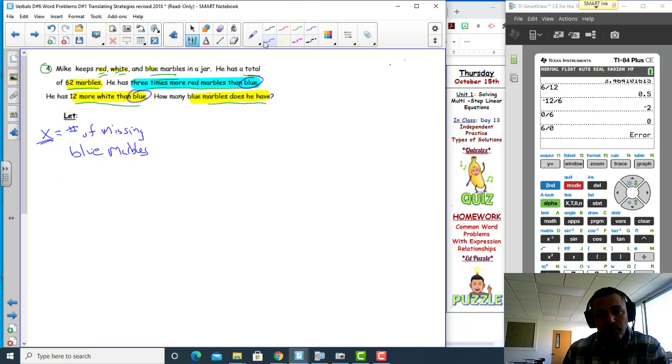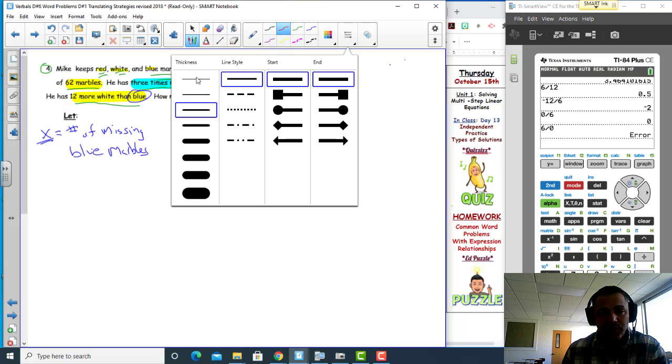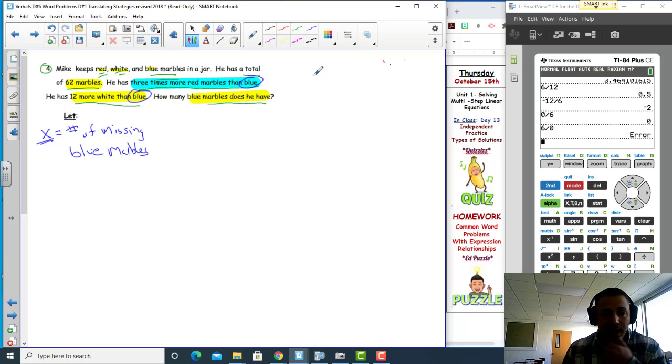And then as I read through it, I can start to identify expressions or create expressions that describe how I want to identify the other missing colored marbles. So he has 3 times more red marbles than blue. Well, that's kind of easy. I just have to triple the blue. So red is going to be 3x. That's going to be number of red marbles. And you should write marbles, but I'm going to keep us moving.